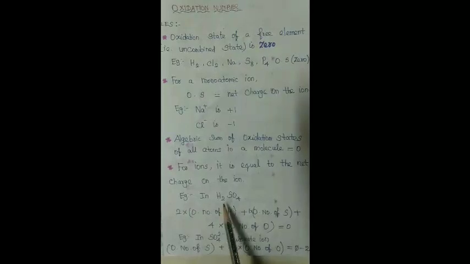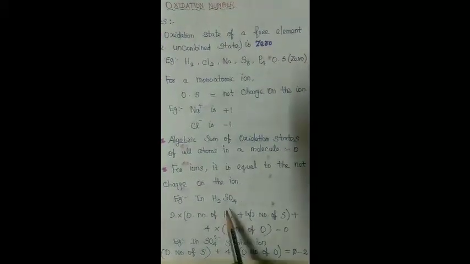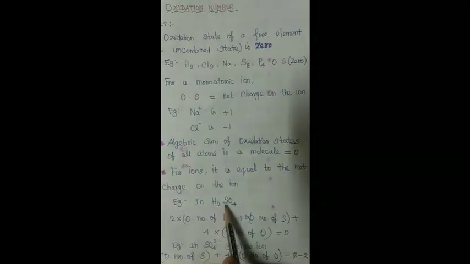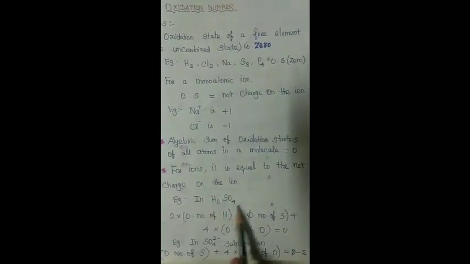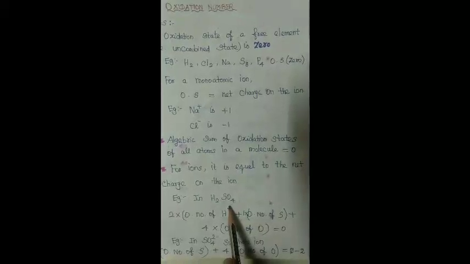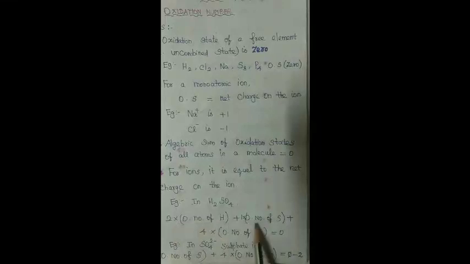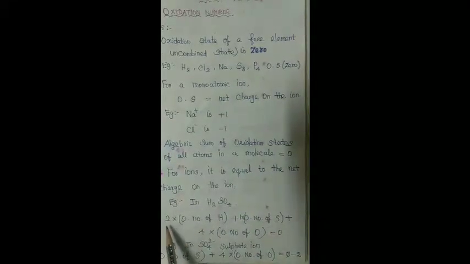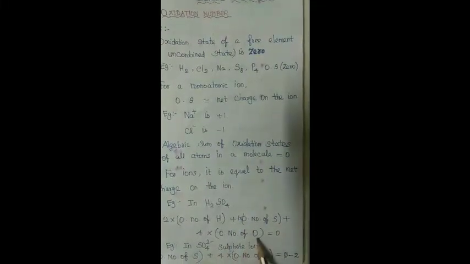For example, take sulfuric acid. Molecular formula for sulfuric acid is H2SO4. Here, 2 hydrogen atoms combine with 1 sulfur and 4 oxygen atoms to form sulfuric acid. Now we take the algebraic sum of this, which is equal to 0. That is 2 into oxidation number of hydrogen plus 1 into oxidation number of sulfur plus 4 into oxidation number of oxygen will be equal to 0.